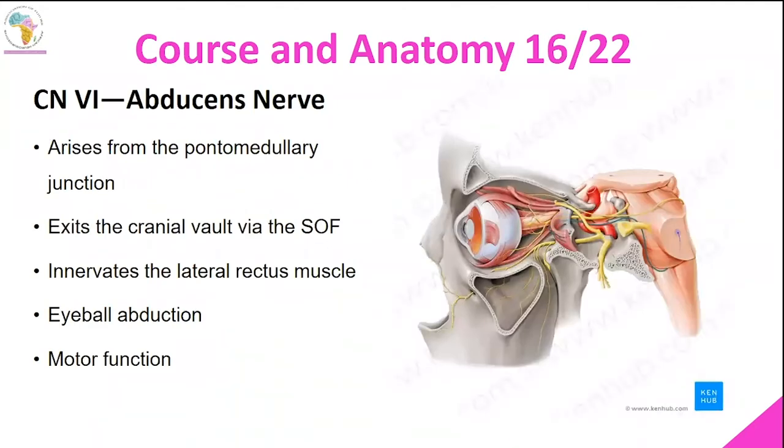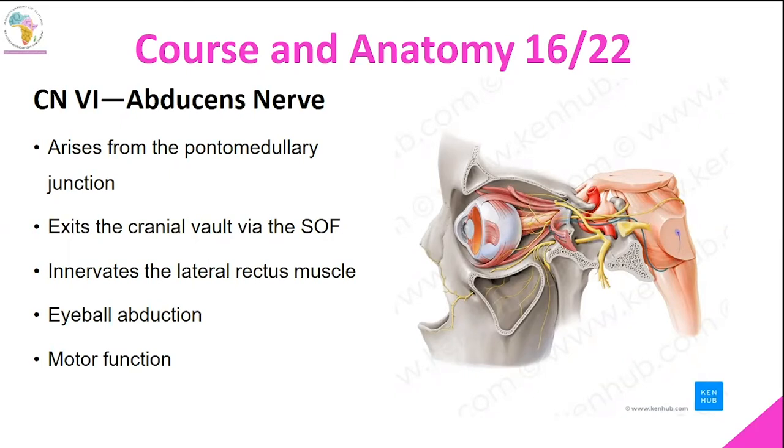We also have the sixth cranial nerve, which is the abducens nerve. So this, together with the oculomotor and the trochlear nerve, is responsible for supplying the extraocular muscles that control the gaze of the eye. It arises from the pontomedullary junction, which is the junction of the pons and the medulla, and it exits the cranial cavity via the superior orbital fissure, just like the other nerves we've discussed prior to this.